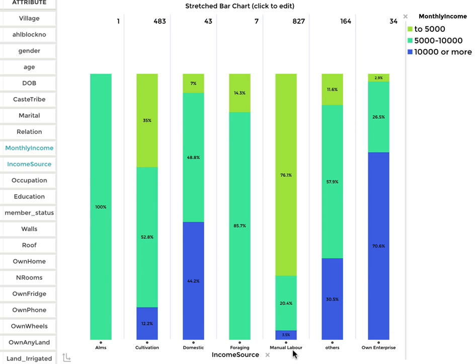But it's worth noting some of these other smaller populated columns. There are only 34 people who have their own enterprise, but more than half of them are making 10,000 or more. There are only 43 who are domestics, but nearly half of them make 10,000 or more. And in both of these categories, very few of them are sort of at the low end of the scale, making 5,000 rupees a month or less. So this also tells us something interesting about the employment picture here in Mocharim.